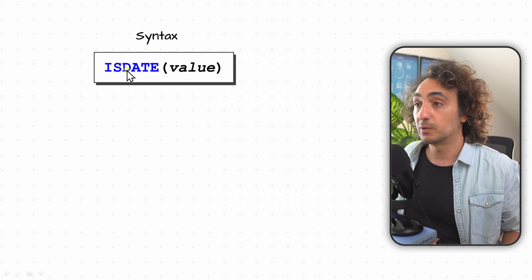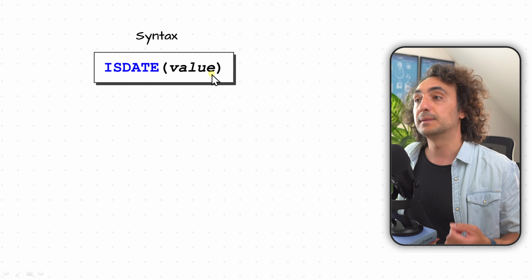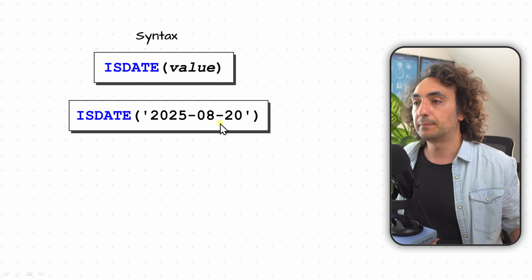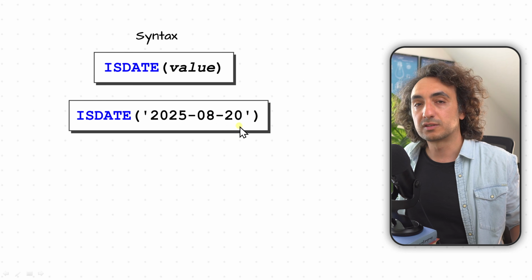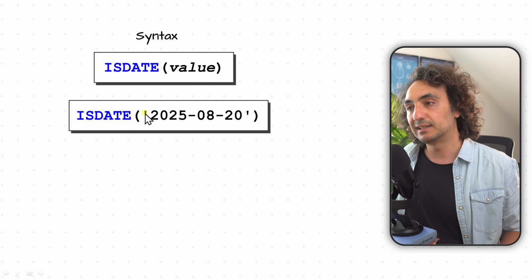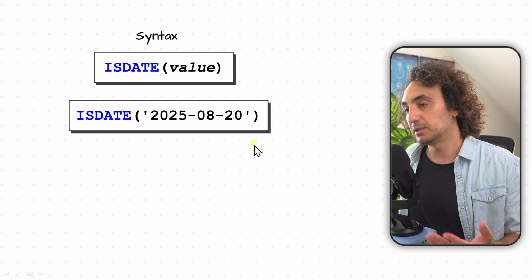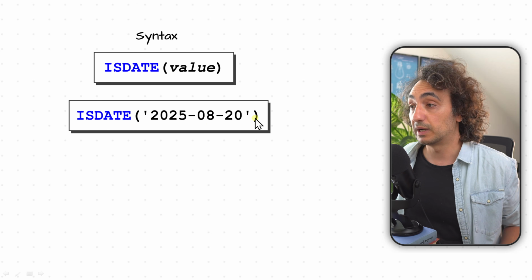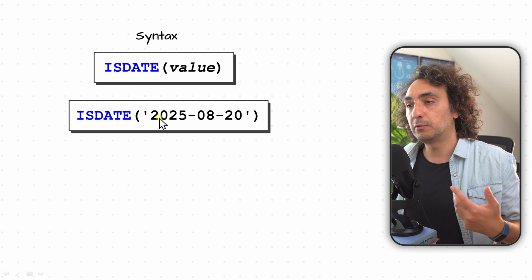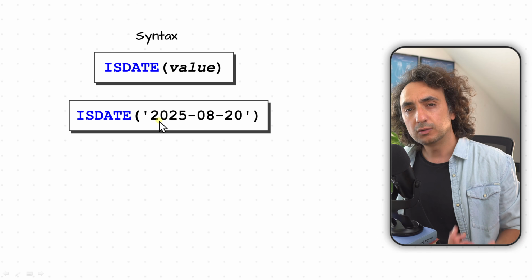It's very simple. The keyword ISDATE is the function name and it accepts only one value. So for example, you can pass a string like this and you can ask SQL, is it a date? So ISDATE and the value. And of course, for this example, you will get true or 1. So as you can see, we are passing a string value and we are validating whether it is good enough to be a date.